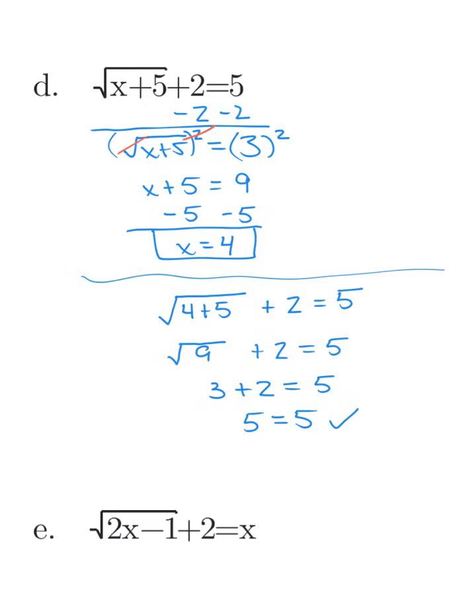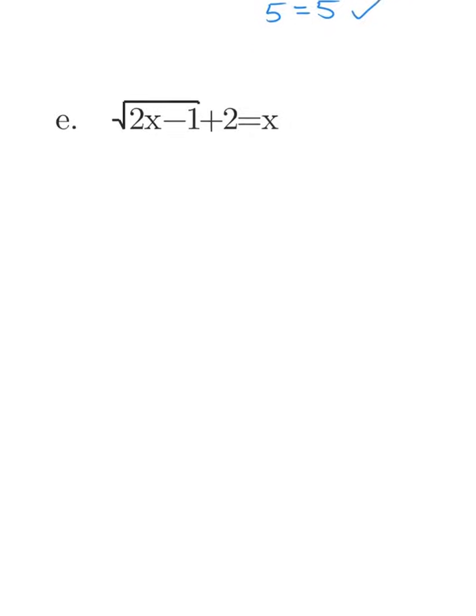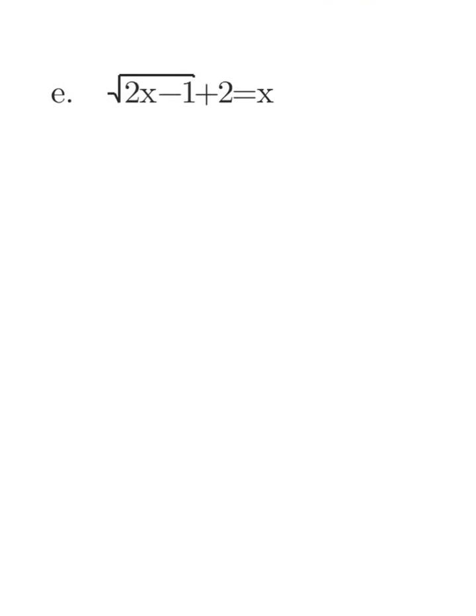Alright, so let's go ahead and step up the difficulty level a little bit. Let's look at example E. In the grand scheme of things, I would say this is a medium difficulty level problem. First thing we want to do is isolate our square root. So I'm going to subtract 2 from both sides. That leaves us with the square root of 2x minus 1 equals x minus 2.